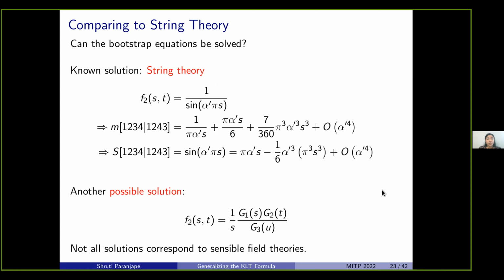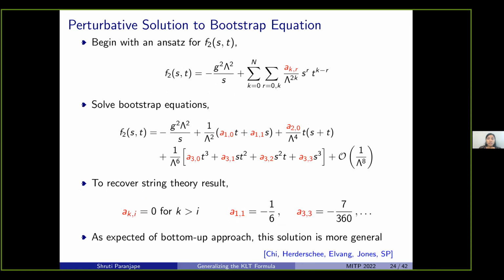Okay, good. So let's find the most general answer. To find the most general answer, we start with an ansatz, which is this over here, where we introduce these Wilson coefficients a_{kr}.